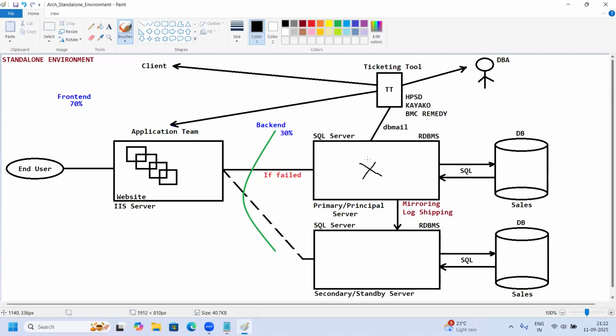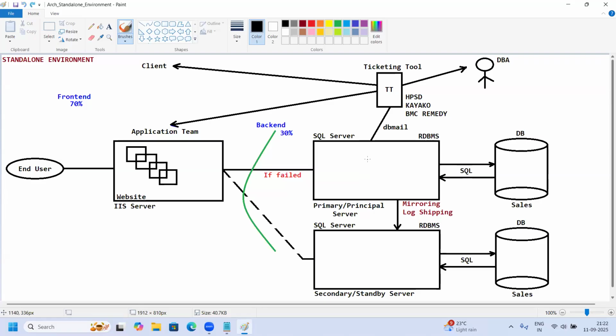So since it is business information, products information, obviously the company cannot lose the business. Company cannot lose that sales information.